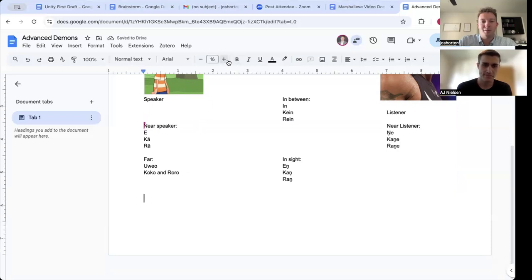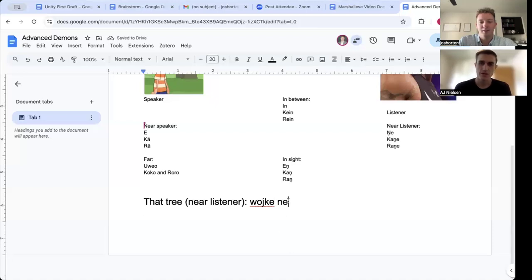I'm going to put the font size up. How would I say that tree, and then near the listener? So would it be nay? Really? Nay. Perfect.